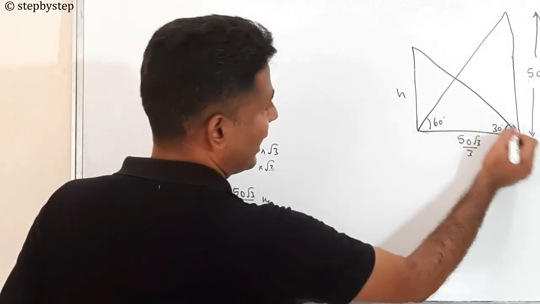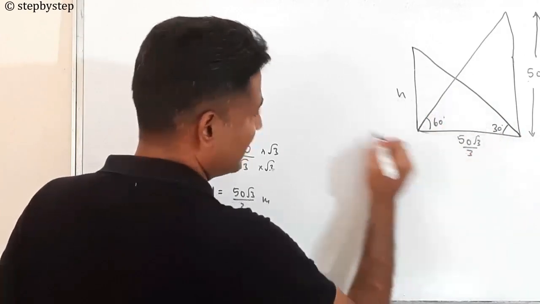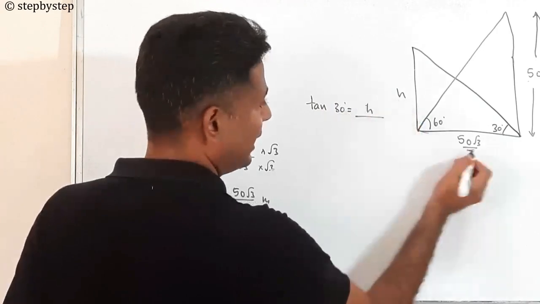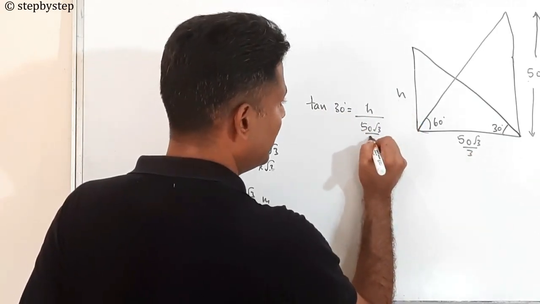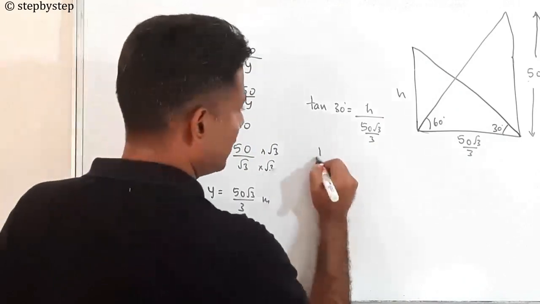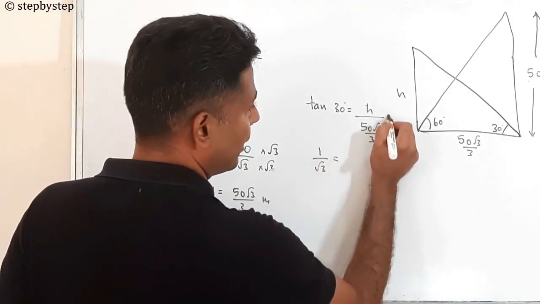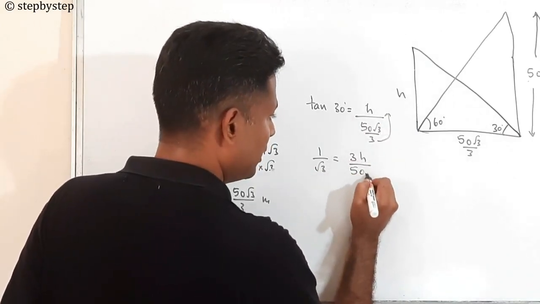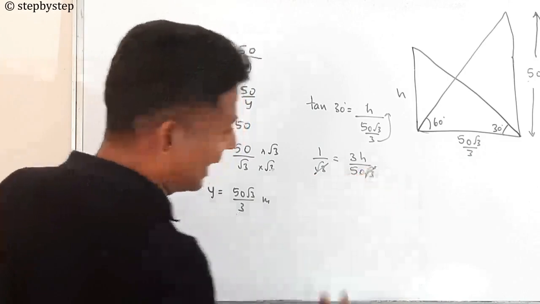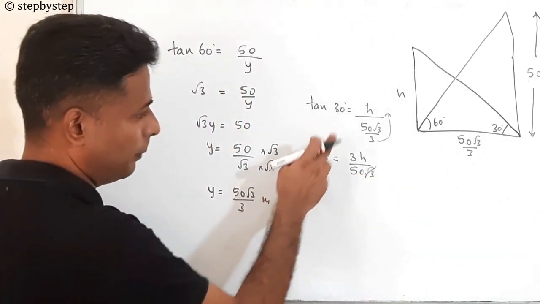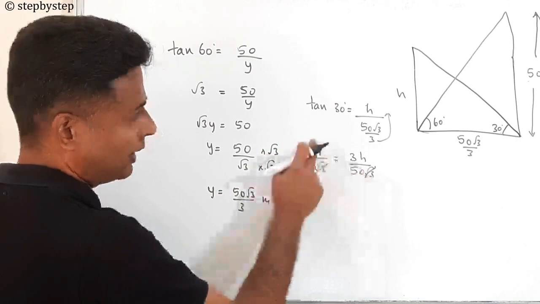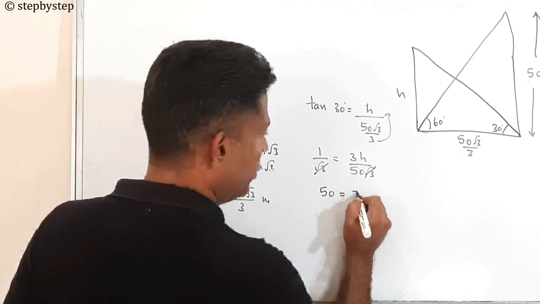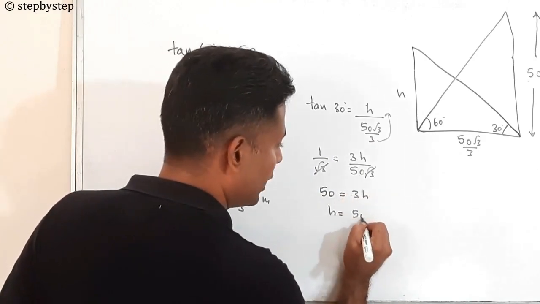So we got this as 50 root 3 by 3. Now using this triangle, we have angle opposite and adjacent sides. So again tan 30 degree equal to opposite by adjacent, that is 50 root 3 by 3. Now tan 30 is 1 by root 3. This 3 will come up, denominator always goes up and down. So it will become 3h by 50 root 3. This root 3 will cancel. Why? Because when we transpose this 50 root 3 up, it goes up. Now transposing this 50, we get 50 equal to 3h, h equal to 50 by 3.